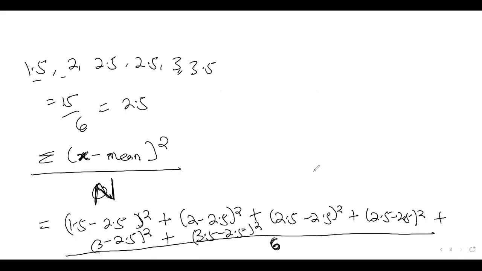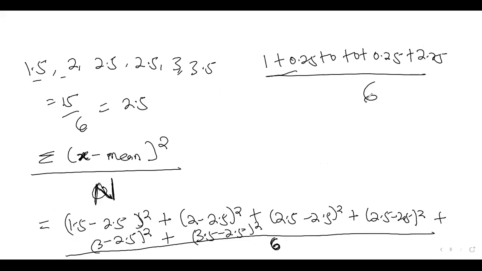Now, if you do this correctly, you are going to get 1 plus 0.25 plus 0 plus 0 plus 0.25 plus 2.25, all divided by 6. So when you add all the numerator, you get 3.75 divided by 6. The answer is 0.791. So remember that the standard deviation of all the sample means was 0.791.